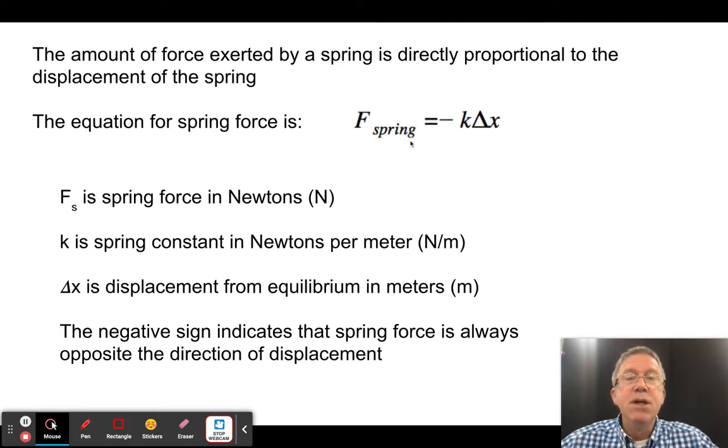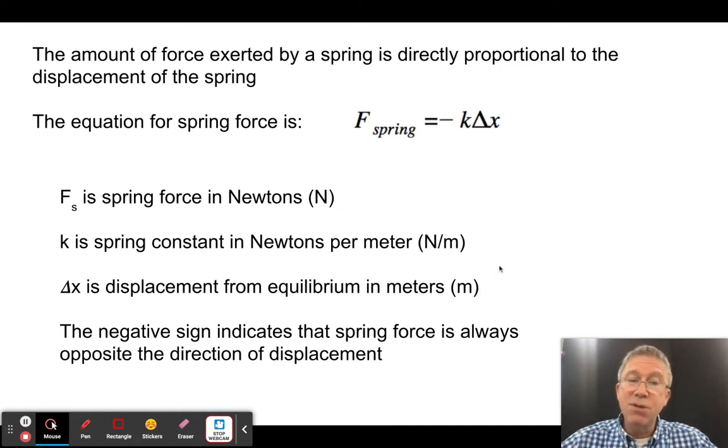So here is our spring force equation, and this is what I'm going to ask you to memorize for the test. The force produced by a spring is directly proportional to the displacement, but in the opposite direction. And then we have this multiplier here called k, which is the spring constant. Spring force, like all forces, is measured in newtons. Displacement is going to have to be measured in meters.